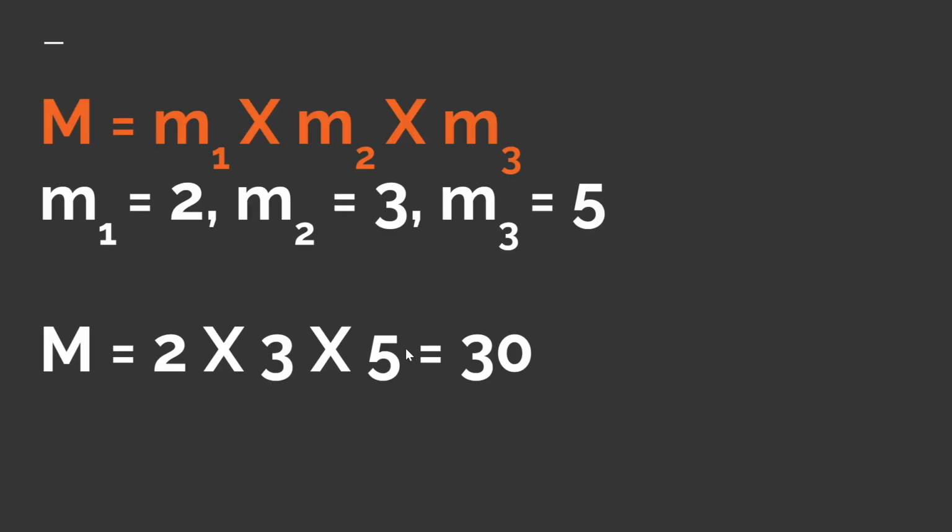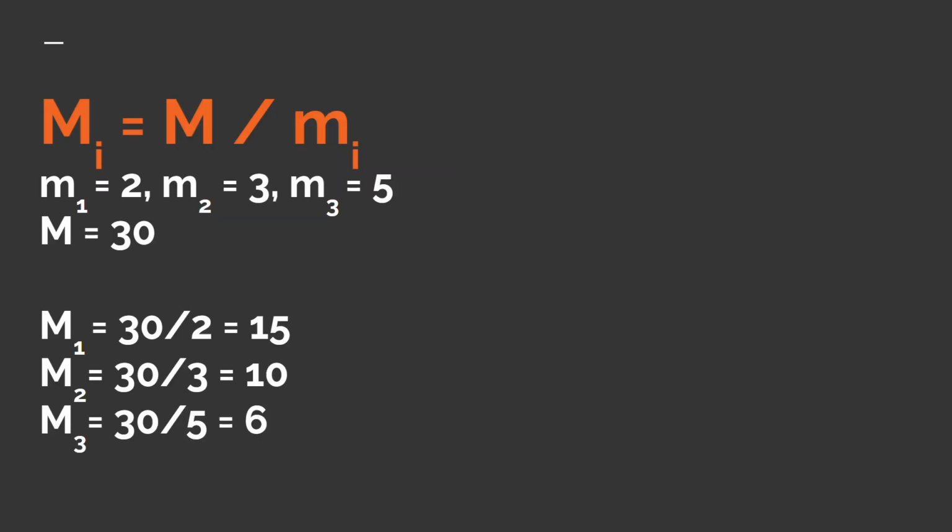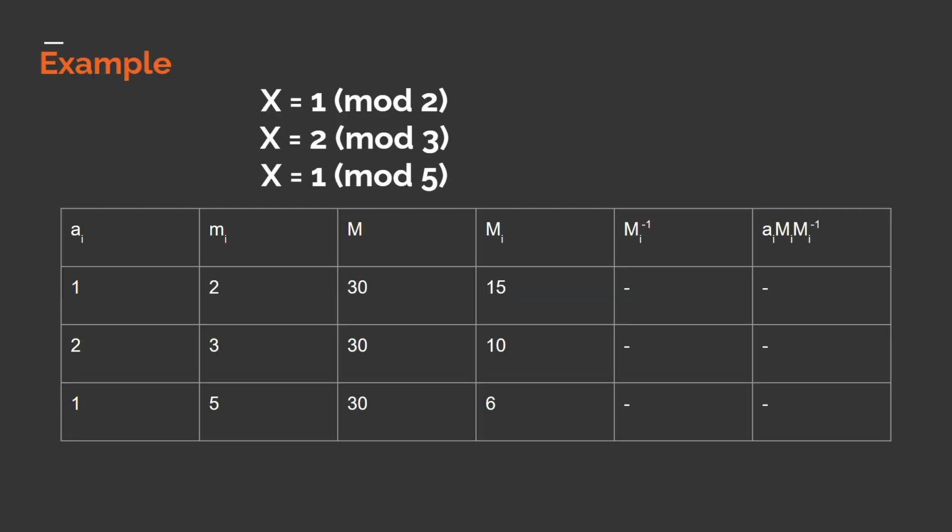First we will find the value of capital M. Capital M is just the product of m1, m2 and m3, which is 2 into 3 into 5, which is 30. So we will fill that in as 30. Now we'll find the capital Mi value for each. As we know, capital Mi is capital M divided by small mi, and we have m1 equal to 2, m2 equal to 3, m3 equal to 5, and capital M equal to 30. So we got M1 is 30 divided by 2, 15, M2 is 30 divided by 3, 10, M3 is 30 divided by 5, 6. Now we will fill this data into our table, so we got 15, 10 and 6 as our capital Mi values.